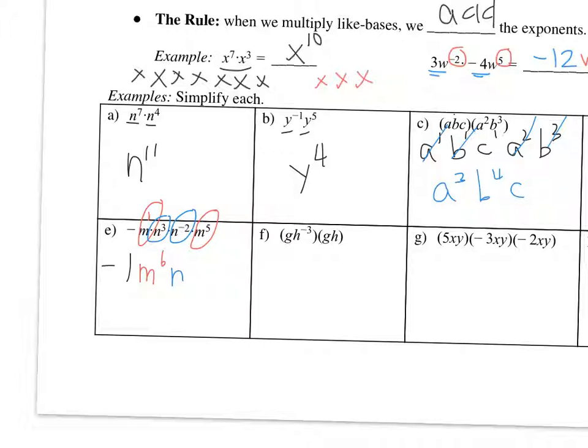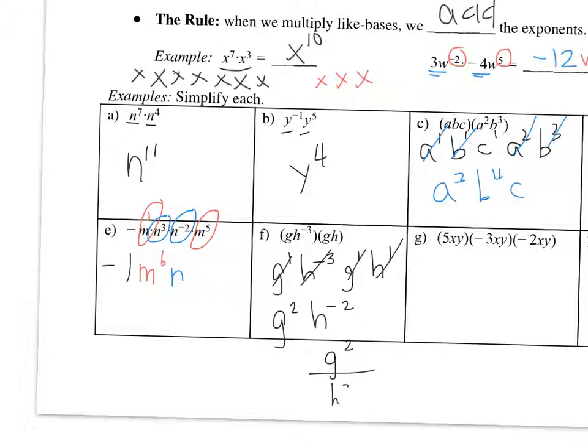For F, I don't need these parentheses, so I'm just going to write G to the 1, H to the negative 3, G to the 1, H to the 1. So that's going to turn into G to the 2nd, H to the negative 2. But you want to write with positive exponents, so this is going to be G to the 2nd over H to the 2nd.